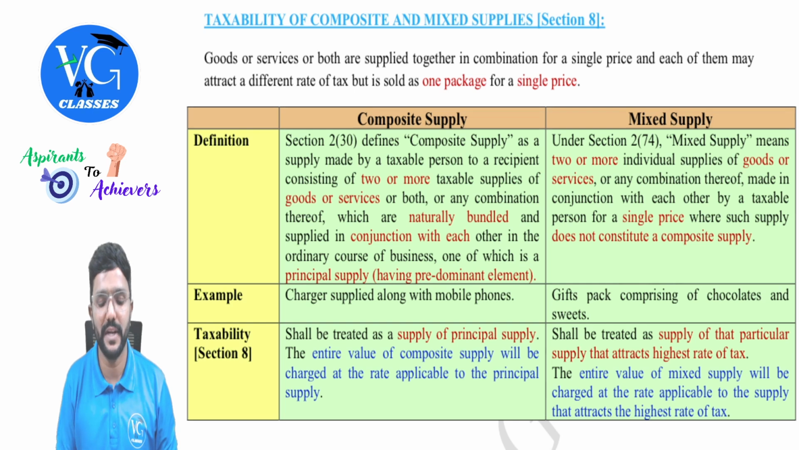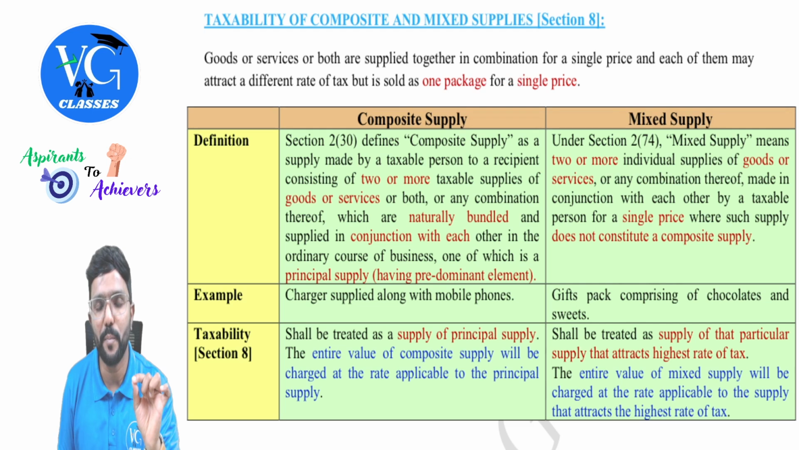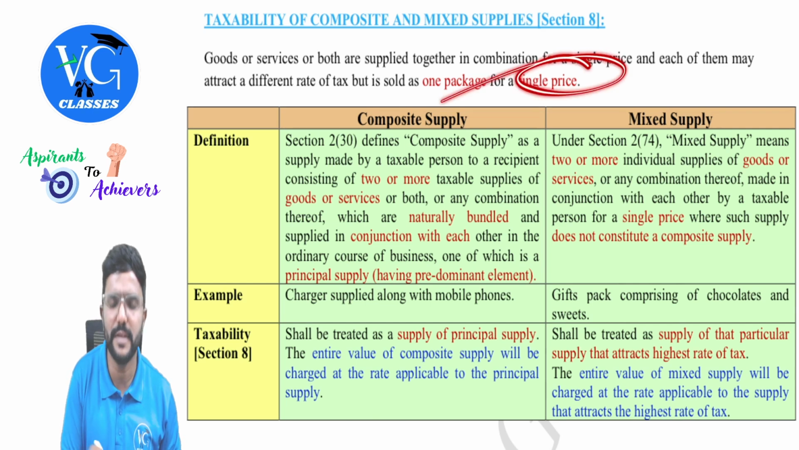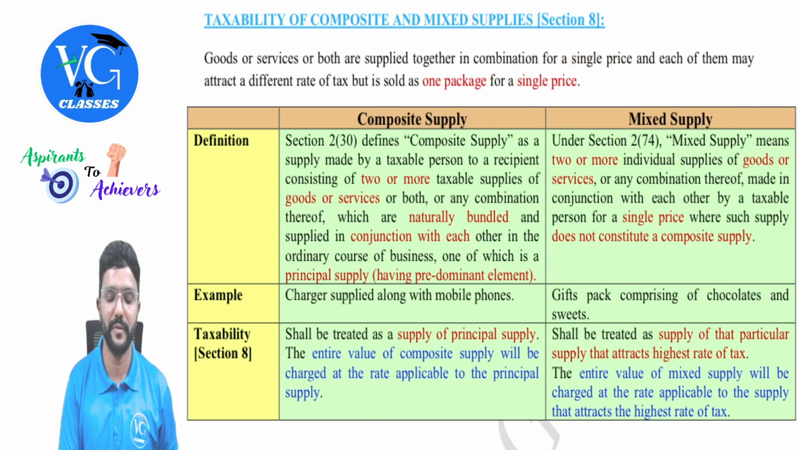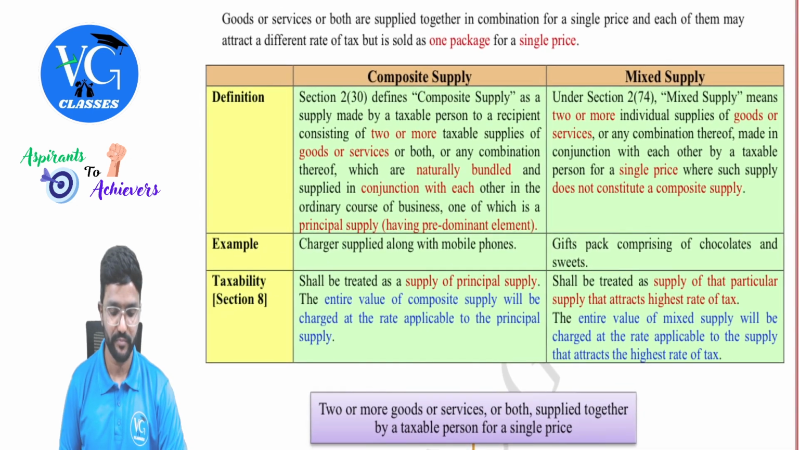Then should we check whether it is a composite supply or mixed supply? Yes, guys. Remember properly: when two or more goods or services or both are sold for a single price as a single package, only then do we need to check whether it is a composite supply or a mixed supply. So let us see what is composite supply, what is mixed supply.